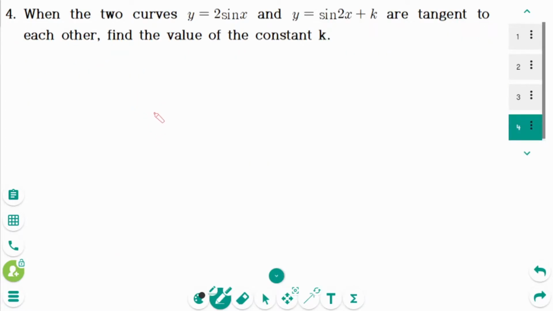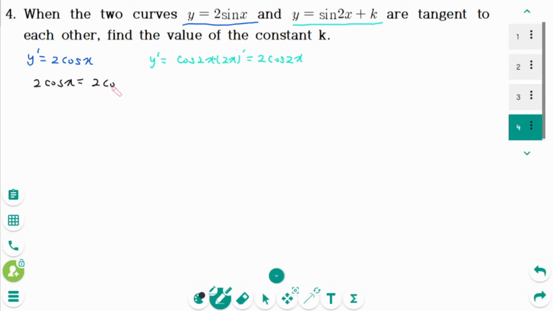Number 4, the first curve y equals 2 sine x, then y prime equals 2 cosine x. The second curve y equals sine 2x plus k, then y prime equals cosine 2x times (2x) prime, then cosine 2x times 2. They are tangent to each other. That means these two y primes are the same. So 2 cosine x equals 2 cosine 2x, then cancel.